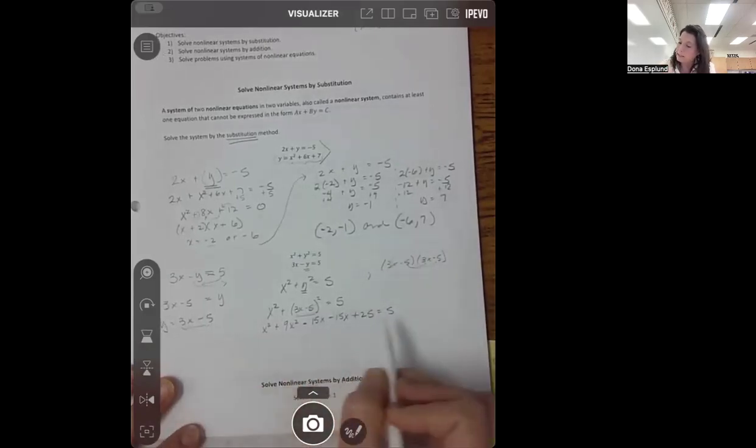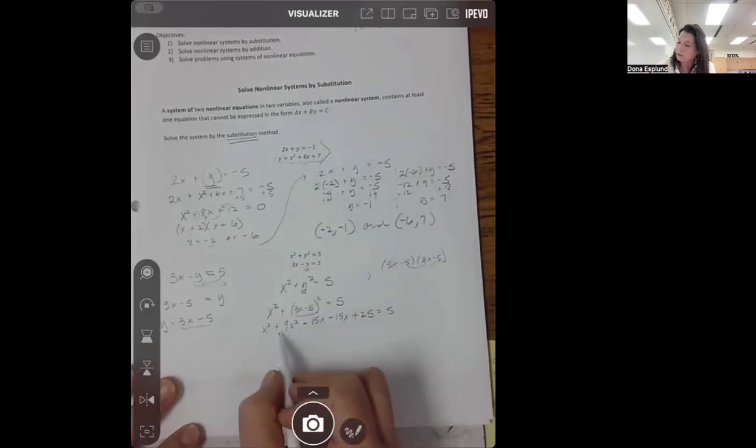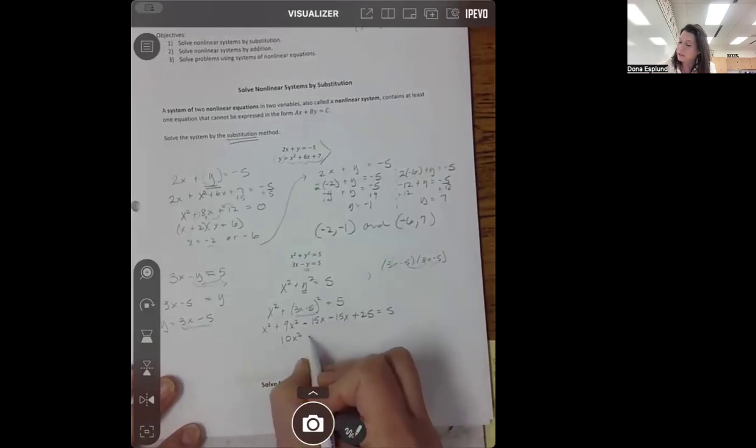And I'm going to start combining some things. So I have x squared plus 9x squared, which would be 10x squared. I have -15x plus -15x, which would be a minus 30x.